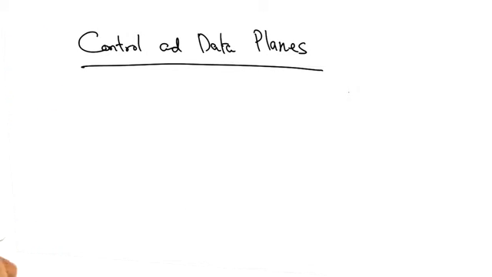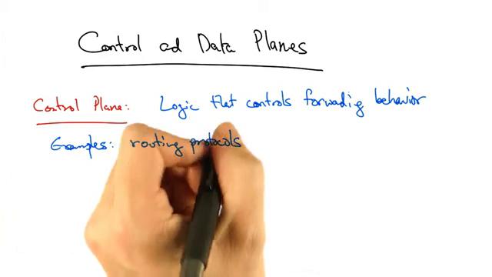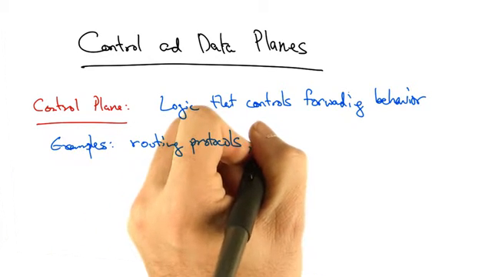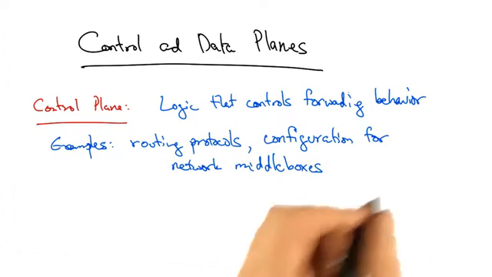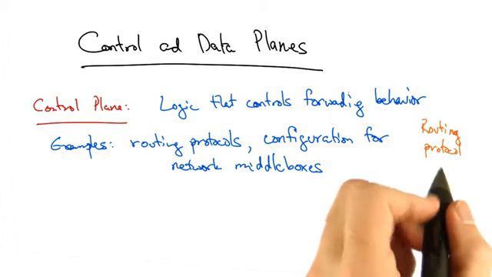Let's quickly review the difference between the control plane and the data plane. The control plane is the logic that controls forwarding behavior. Examples of control plane functions include routing protocols, as well as logic for configuring network middleboxes. Now, a routing protocol might compute shortest paths over a topology, but ultimately the results of such computations must be installed in switches that actually do the forwarding.